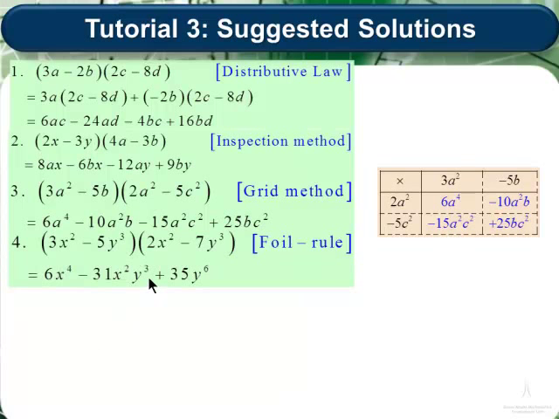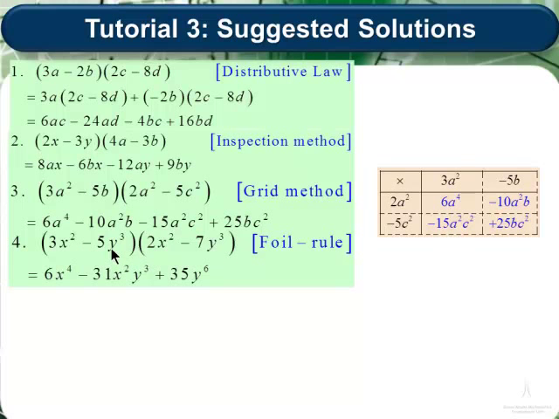Problem number 4, we apply the FOIL rule, which is very similar to the inspection method that we had before, but in a more structured way. So we first of all multiply the first terms together to get 6x to the power 4. After that, we multiply the outer terms together, that is minus 21 x squared y to the power 3, and after that the inner terms, which is minus 10 x squared y to the power 3.